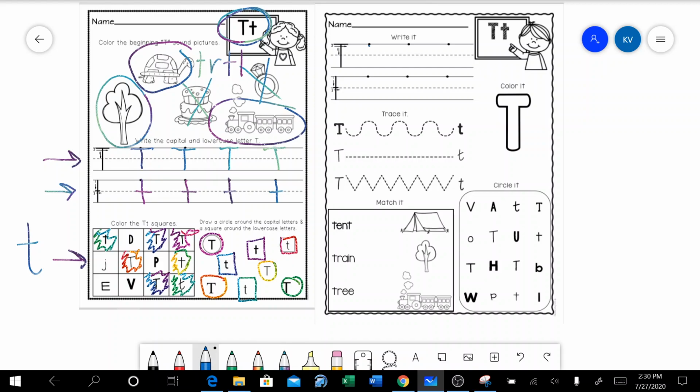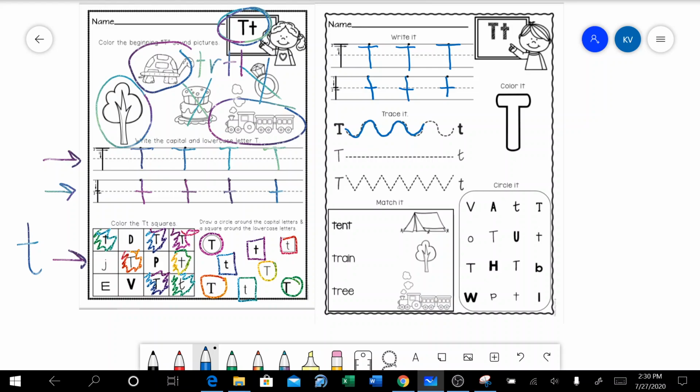So we had straight down, across the top, straight down, across the top, straight down, across the top, and then we had lowercase t's, straight down, across the middle, straight down, across the middle, straight down, across the middle. Good. Try your tracing lines.